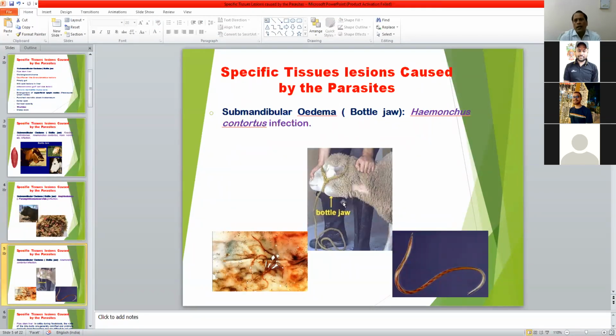Then another worm that causes submandibular edema, that is bottle jaw, is Haemonchus contortus. As we have already mentioned, Haemonchus contortus is an important voracious blood sucker parasite of sheep and goat. This is Haemonchus contortus.